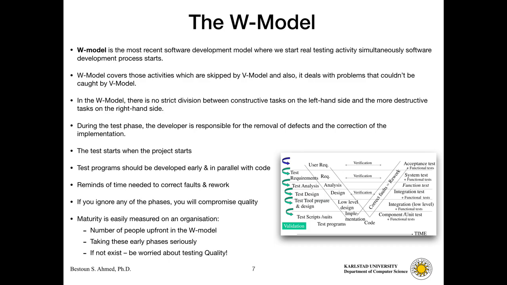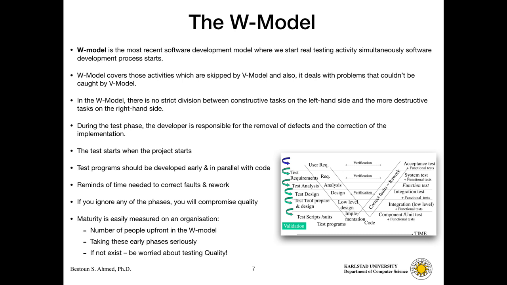Another model of testing that we have is the W model. The W model is kind of a modernization of the V model, or double V model basically. It is the most recent software development model, where we start real testing activities simultaneously with the software development process. The W model covers the activities that are not covered by the V model.